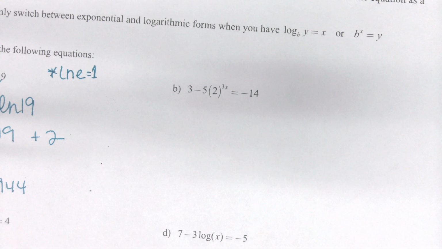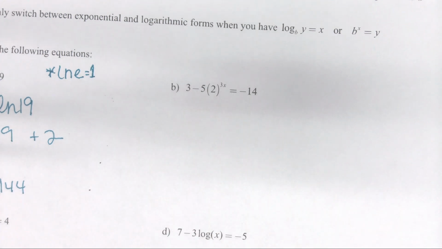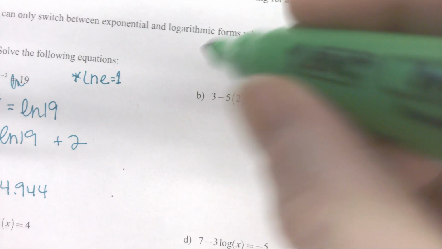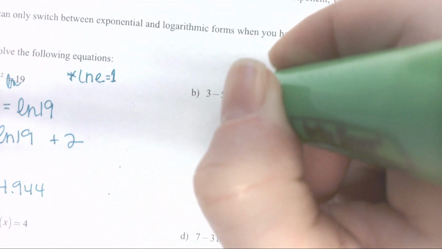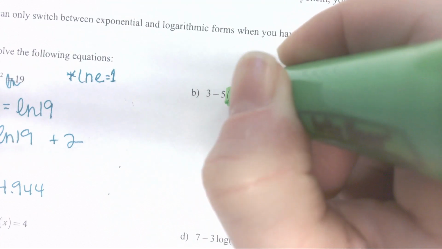Okay, so we see again we have that x in the exponent. In order to get that down, I am going to have to take a logarithm, but I need to do some work here. Because is the base isolated in this? What's the base? 2. We need to get this 2 to the 3x by itself. Okay, I need to get it isolated.